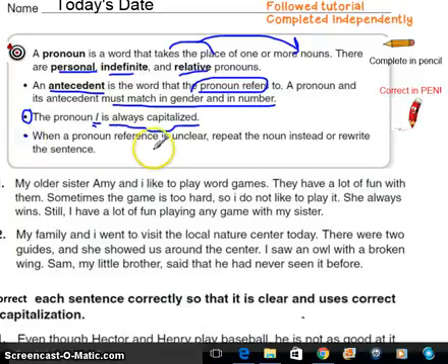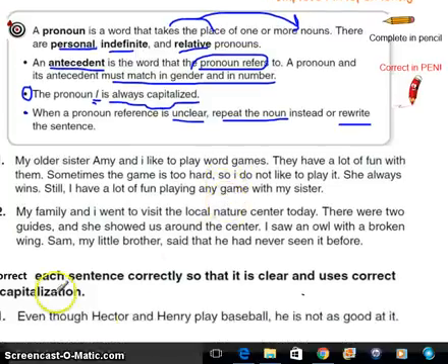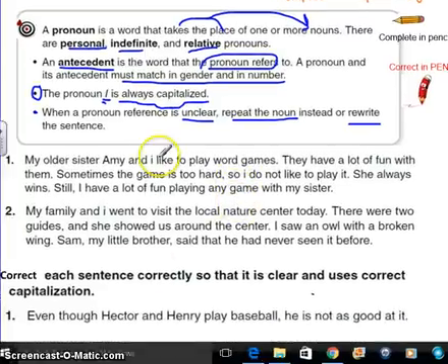When a pronoun reference is unclear, repeat the noun instead or rewrite the sentence. So if we're really just not sure and it's not really sounding right, then just go ahead and say this person's name or the group of people, or just try to rewrite it so it sounds better. All right? All right. So here we go.